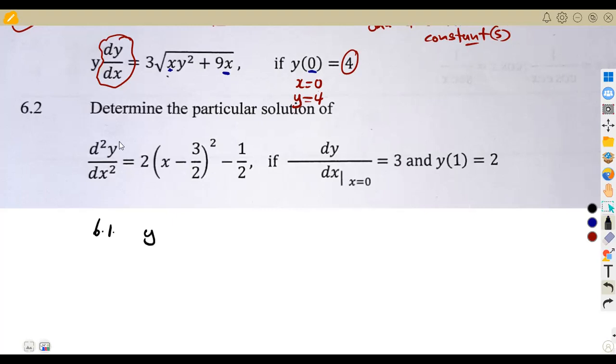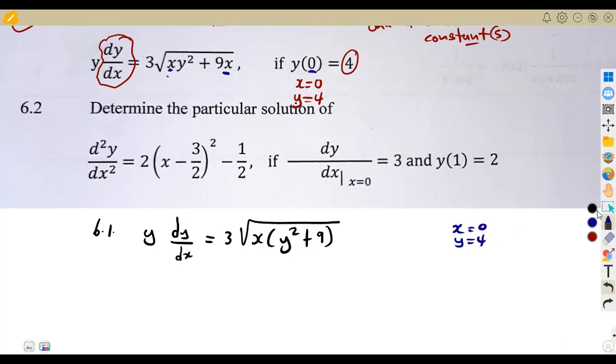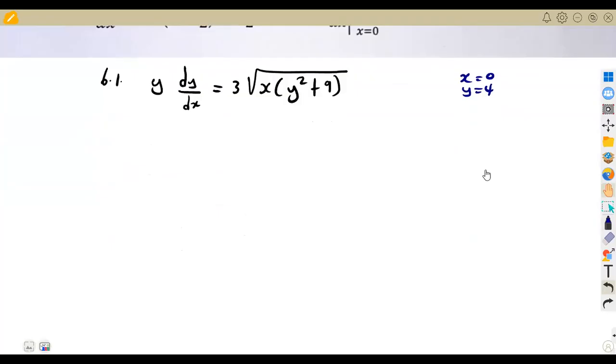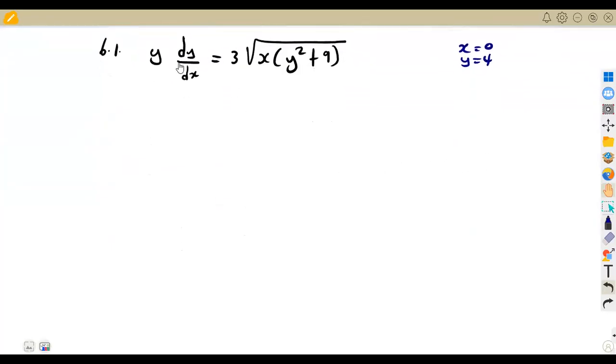So we rewrite the first part as it is: y dy/dx is equal to the square root, and inside the square root we can factor out the x that is common. If I factor out this x, I remain with y squared plus 9. Remember that we are dealing with the first order, which is first degree, a first order differential equation whereby you are supposed to separate, like I said.